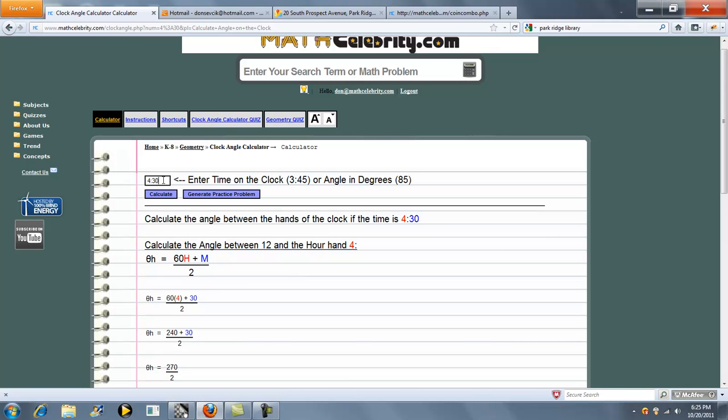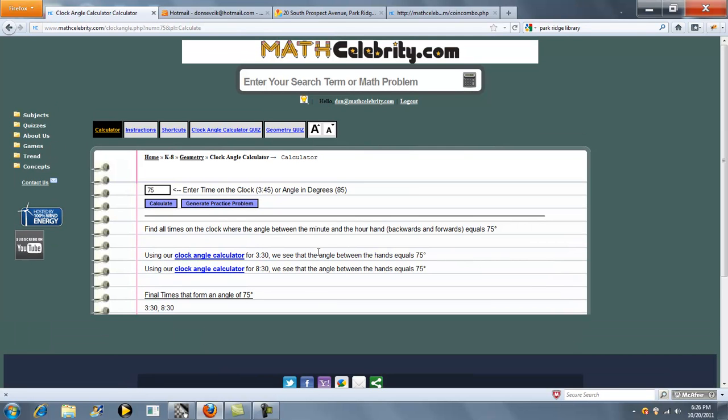So you could type in a degree measurement, let's say 75. As you can see here on the instructions, enter time on clock or angle in degrees. So we'll say 75. And what it does is it finds all the times on the clock backwards and forwards that equals 75. Well, there's two times on the clock. And what this calculator does is it actually gives you a link back to this calculator itself, but it runs the time of 3:30 and then 8:30.